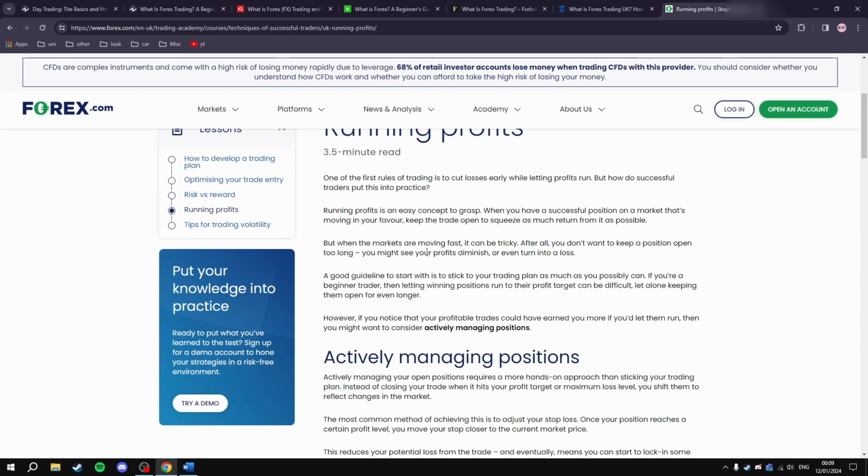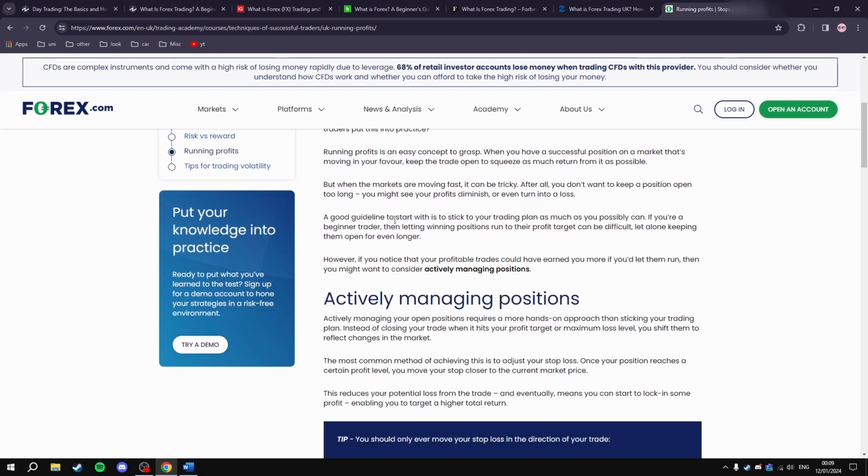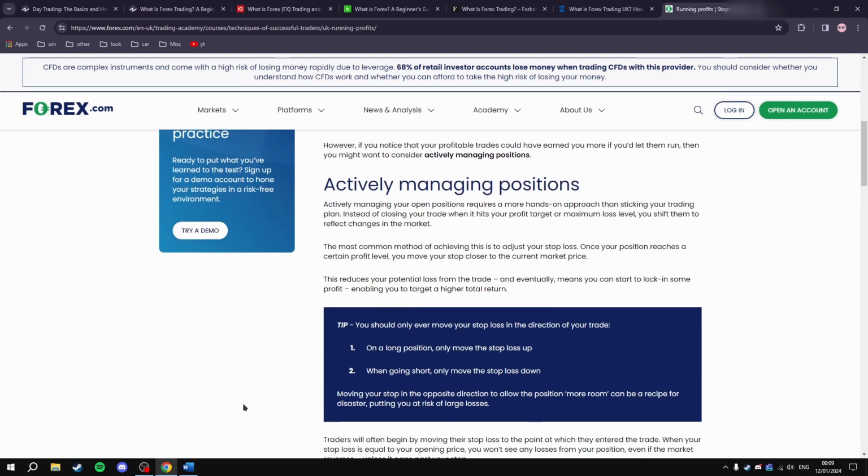But when the markets are moving fast, it can be tricky. After all, you don't want to keep a position open for too long. You might see your profits diminish or even turn into a loss. A good guidance to start with is to stick to your trading plan as much as you possibly can. If you're a beginner trader, then letting winning positions run to their profit target can be difficult, let alone keeping them open for even longer. However, if you notice that your profitable trades have earned you more if you let them run, then you might want to consider actively managing positions.